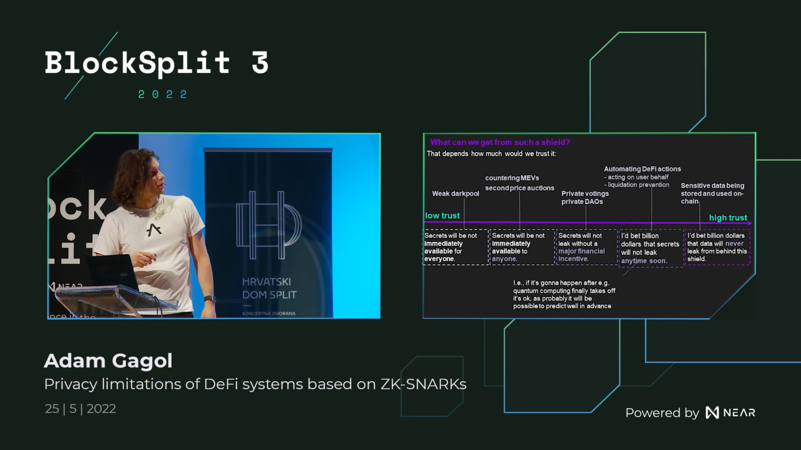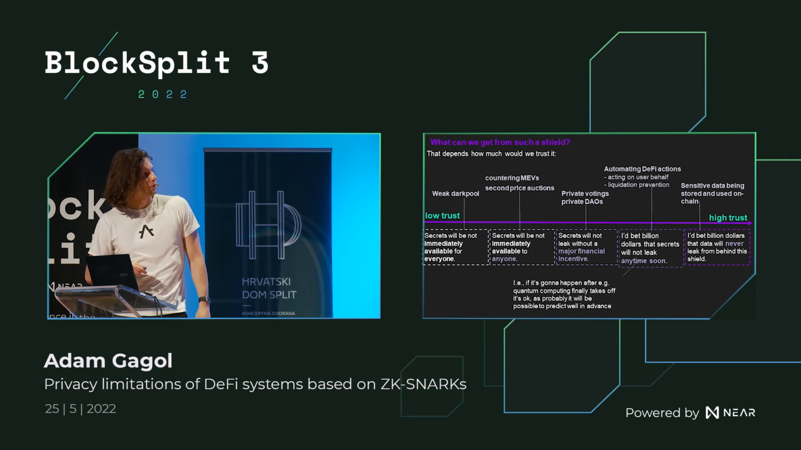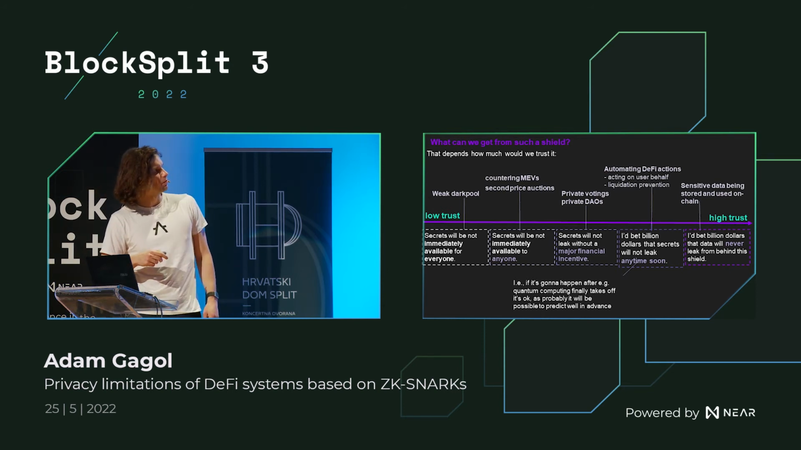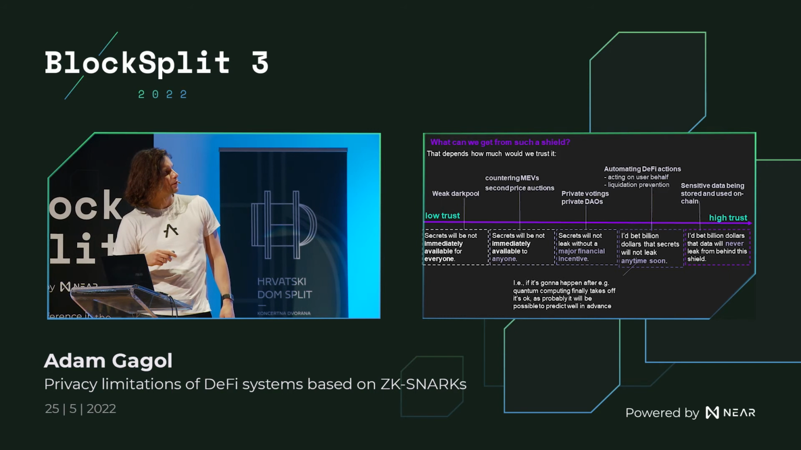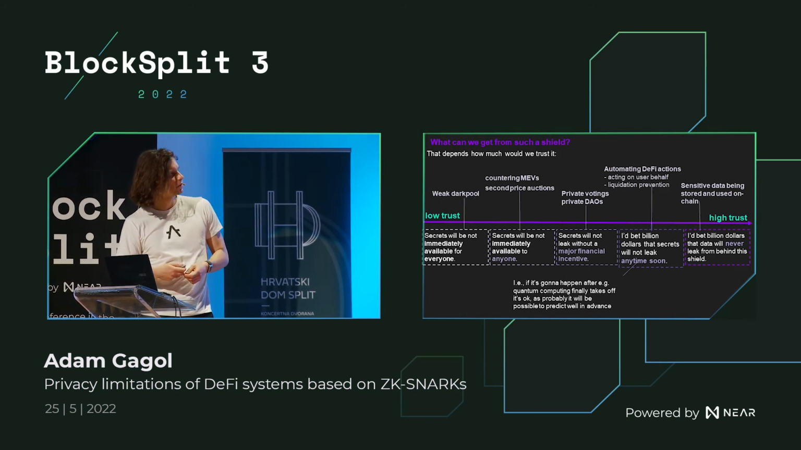Later, an even higher degree of trust is that we trust the secrets will not leak without a major financial incentive. Here, will not leak means never or almost never. So here we can do private votings, private DAOs, and stuff like that. The next step is that we so strongly believe that the secrets will not leak that we would actually bet $1 billion on that. So even with such a financial incentive, it would be impossible to leak the secret.